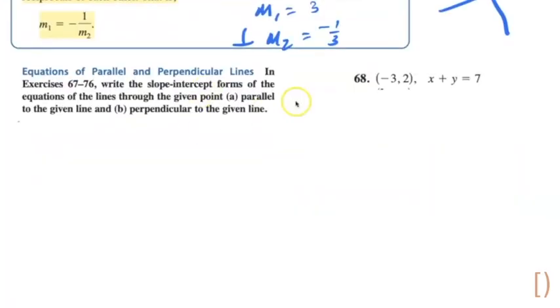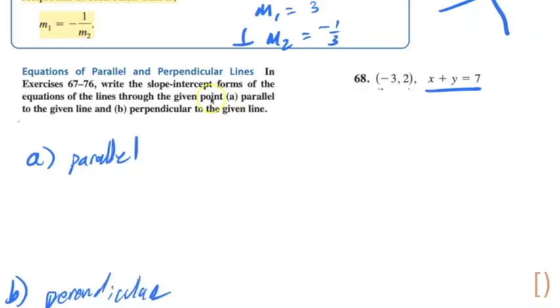We want to do two things here. We want to find the equation of a line that goes through this point and is A, parallel to this line here, parallel to that. Then we're going to do the same thing. We want it to be perpendicular. For step 1 though, anytime I want to find the equation of a line, I use point slope form. So we're going to do y minus y1 equals m times x minus x1, like that.